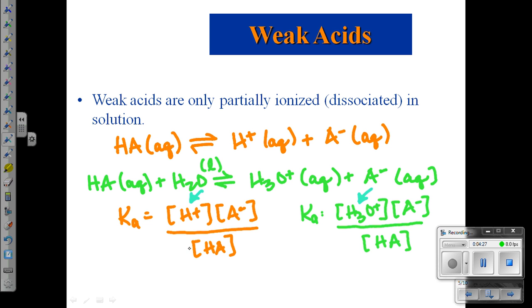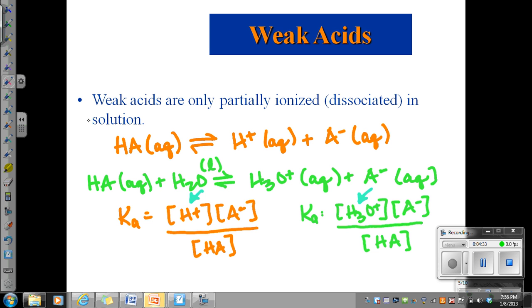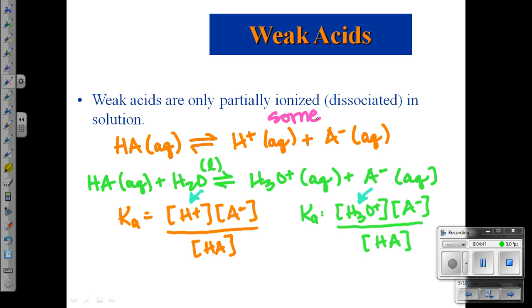So what we can tell by looking at this is that with a weak acid, because they are only partially ionized, we only have some products and we have much more of the reactant. If our denominator is larger, then we are going to have a Ka that is less than 1. And if it's considerably less than 1, then that's going to be weaker than an acid that has a Ka that's closer to 1.